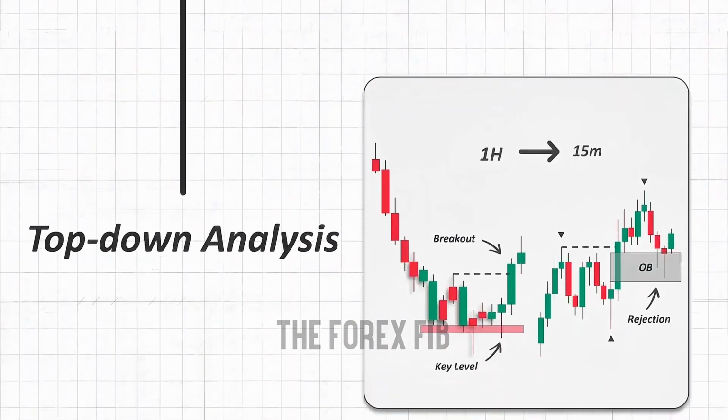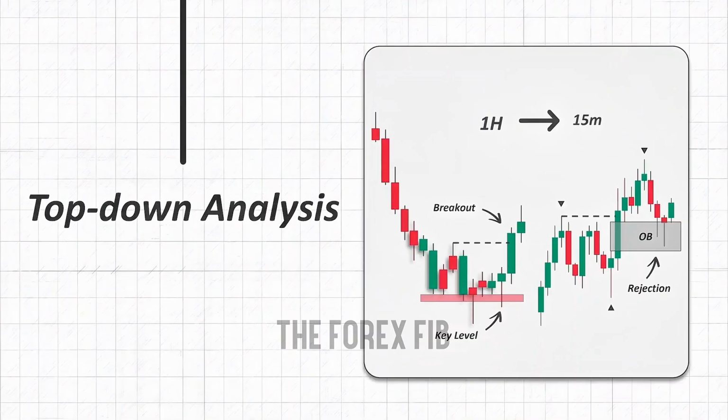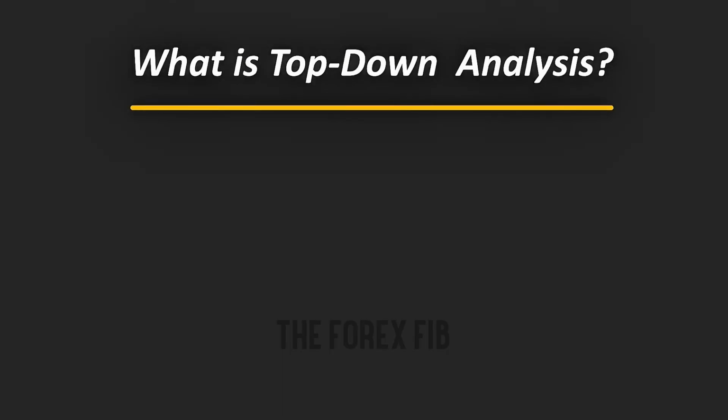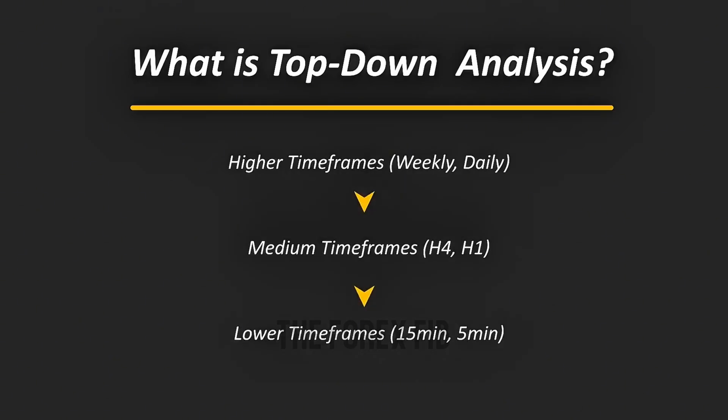Number 5, top-down analysis. So what is top-down analysis? Top-down analysis means starting chart analysis with higher time frames, like weekly and daily, and then moving down to smaller details, like 4-hour, 1-hour, and 15-minute, to get a more accurate analysis.